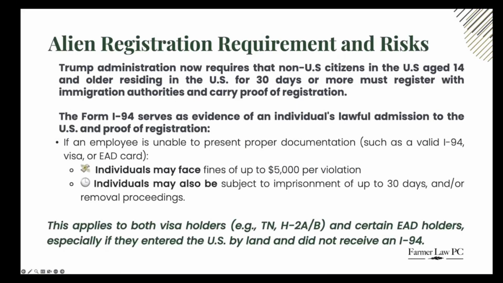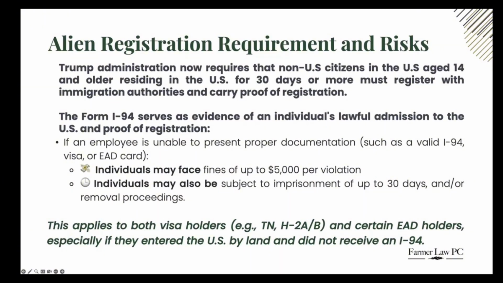Alien registration requirements and risks. Under the Trump administration, it now requires that non-US citizens in the US aged 14 and older residing in the US for 30 days or more must register with immigration authorities and carry proof of registration. The Form I-94 serves as evidence of an individual's lawful admission to the US and proof of registration.